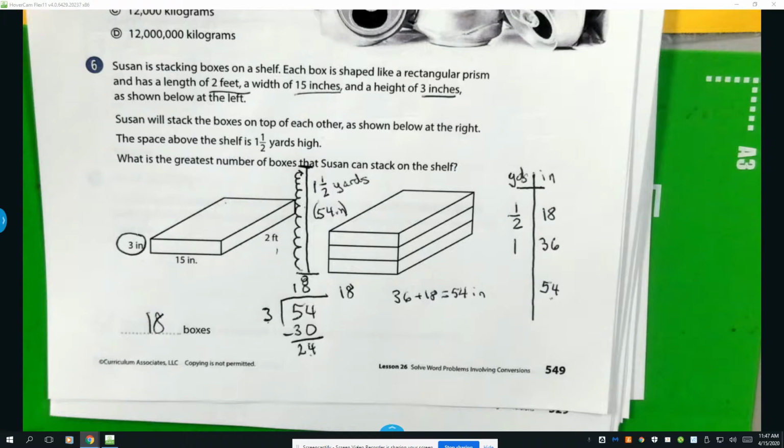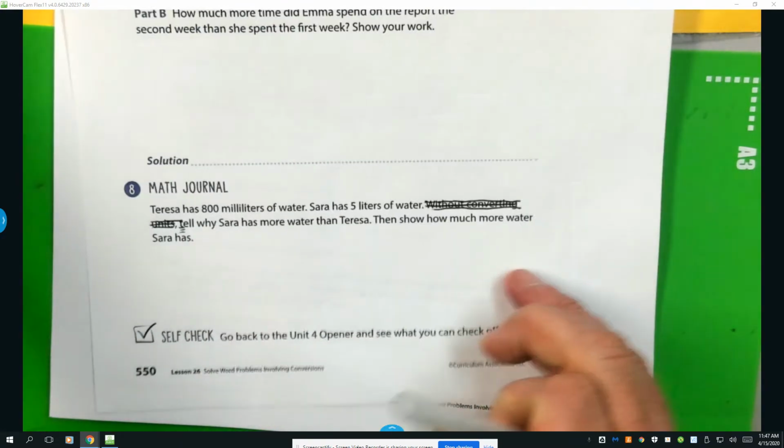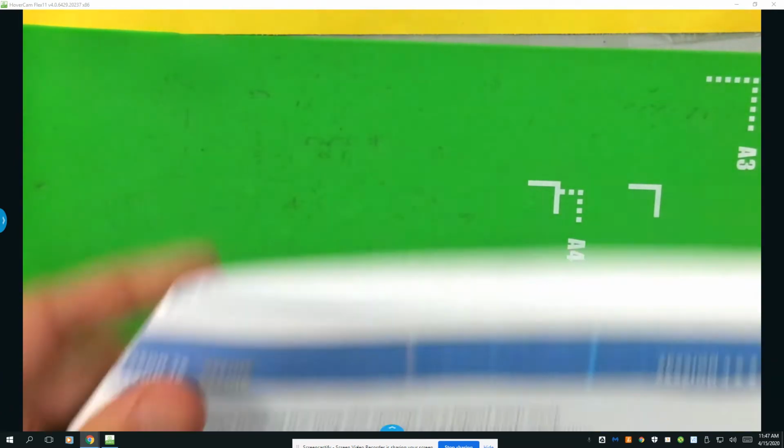How are we doing? Hopefully you're just following right along, keeping up. We're going to go on to number 7. Lesson's going really fast. We're almost done.